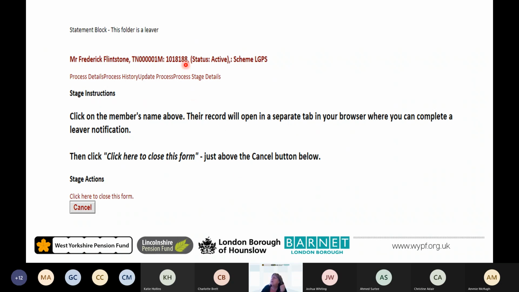So you need to click on the member's name up here, and it'll open a separate tab in your browser. You will then see the normal leavers notification that you get on the portal. So fill that in and then send it off to us in the normal way. But don't forget to close the extra tab that's been open, otherwise you'll have shedloads of tabs and it will slow your computer down no end.